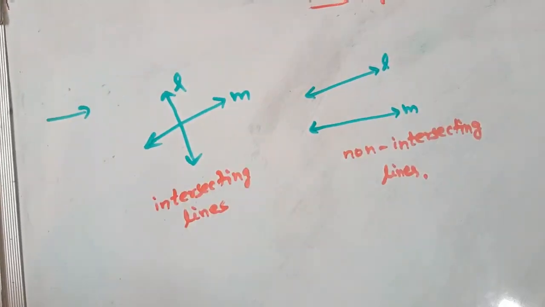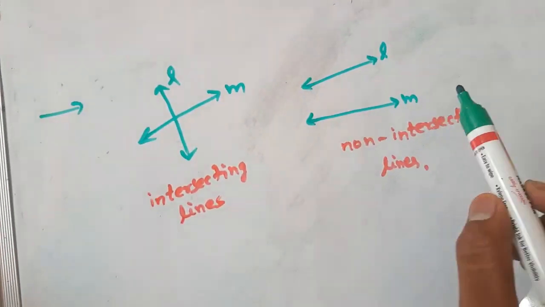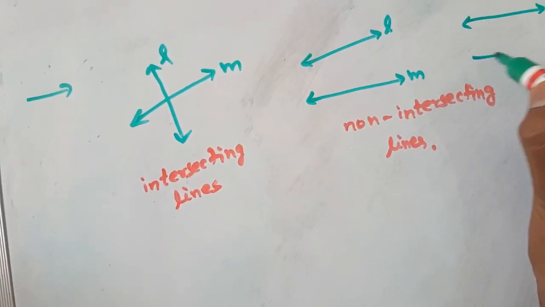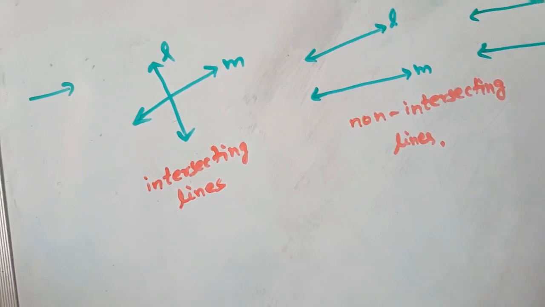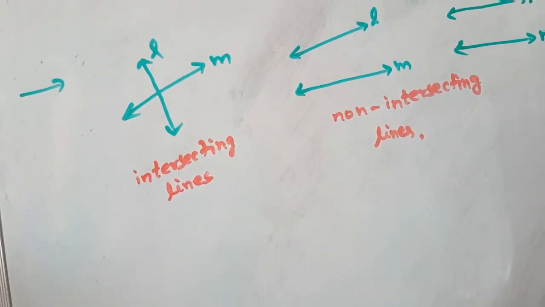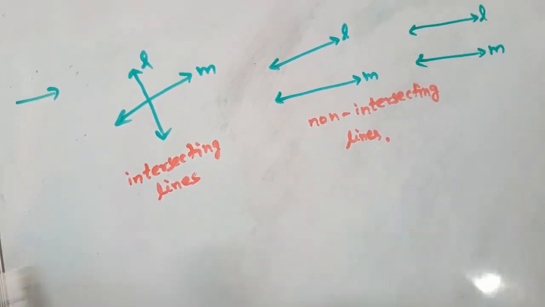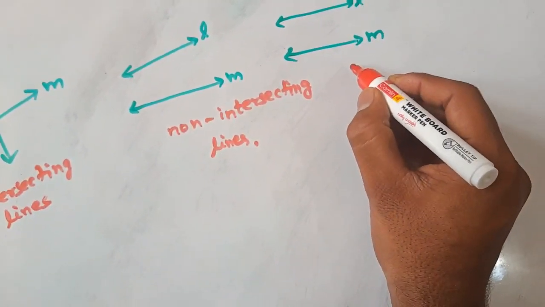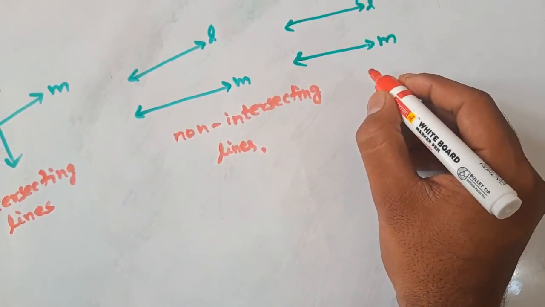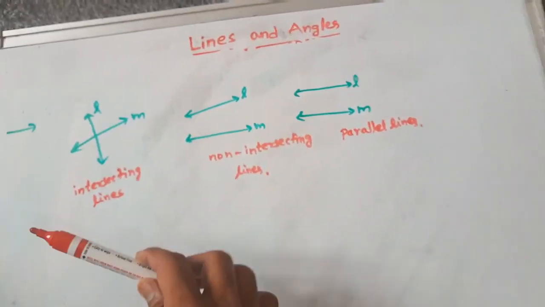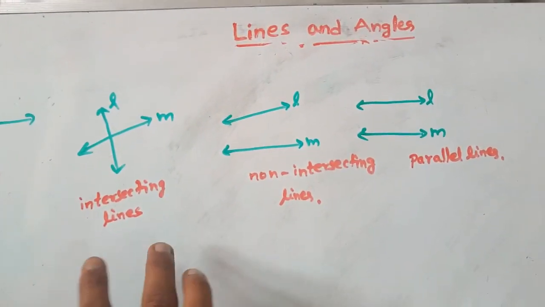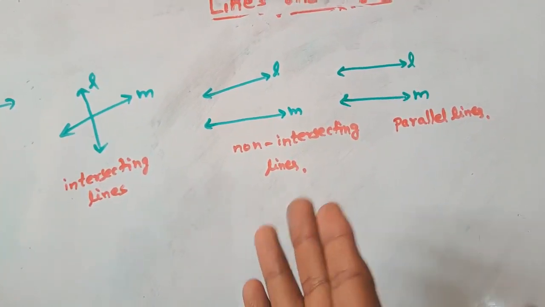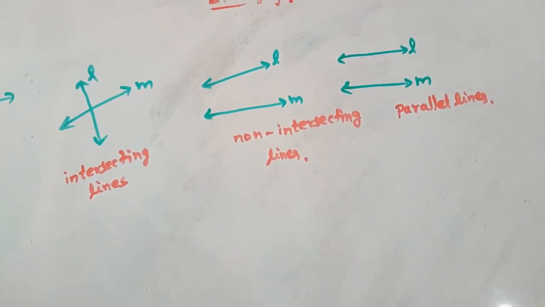Here two lines are intersecting. Here two lines are non-intersecting. These two lines also are non-intersecting, they come under non-intersecting L and M. But these two lines are parallel lines. Why are these two lines parallel? The distance between the two lines is the same. If we have two lines, there are two possibilities: they can be intersecting or non-intersecting. Among non-intersecting lines, there are parallel lines.